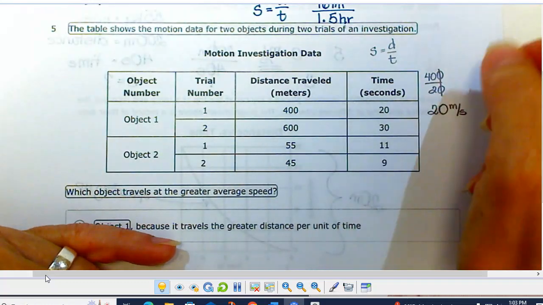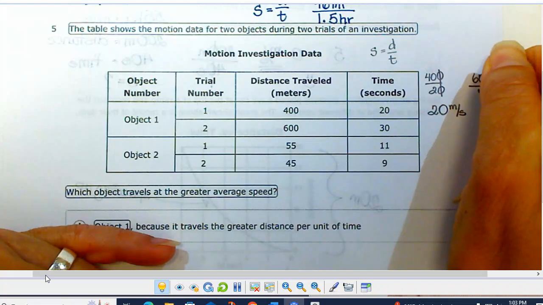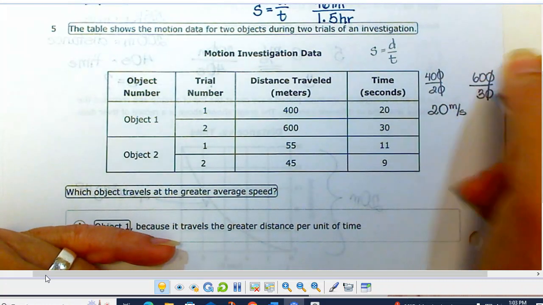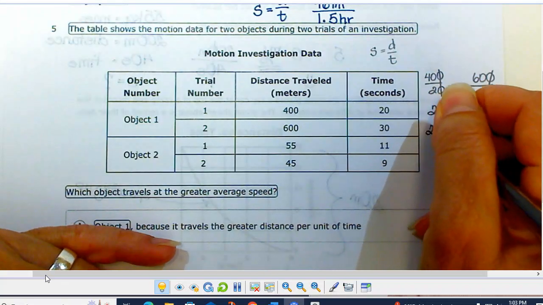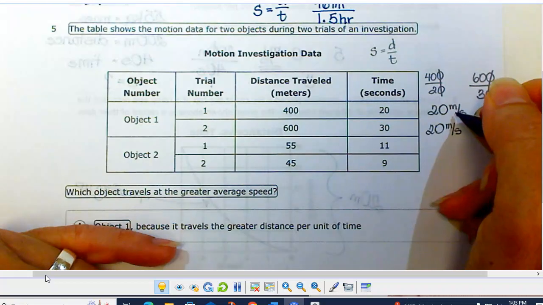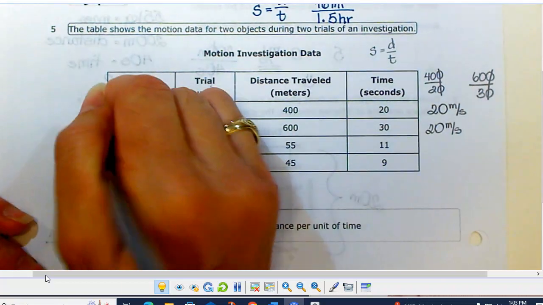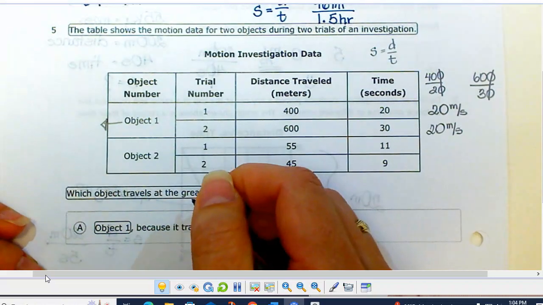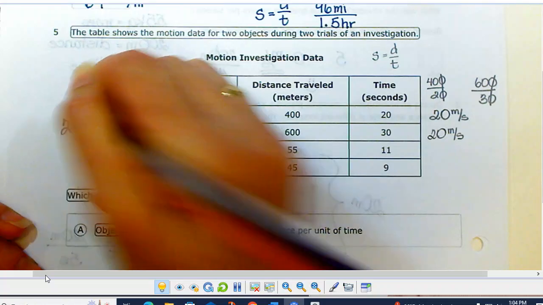Trial 2 is 600 meters divided by 30 seconds. Again, knock a set of zeros off. 60 divided by 3, 20 meters per second again. So 20 meters per second for the first trial, 20 meters per second for the second trial. The average for both of those trials is, it's easy, it's 20 meters per second because they were both the same.